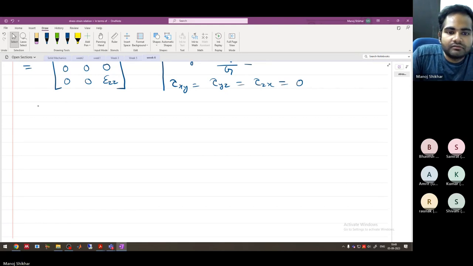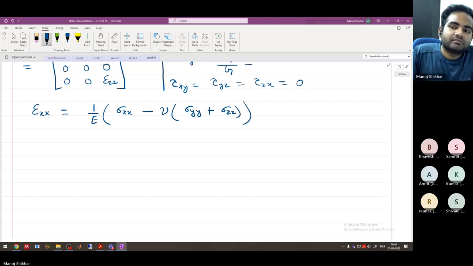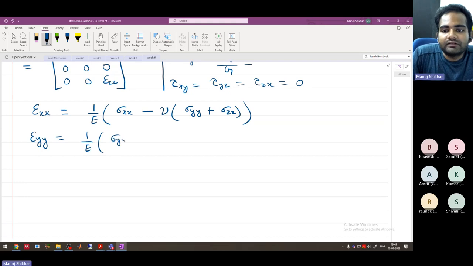Now we know that epsilon xx is 1 by E times sigma xx minus nu times sigma yy plus sigma zz. Similarly, epsilon yy will be 1 by E times sigma yy minus nu times sigma xx plus sigma zz.